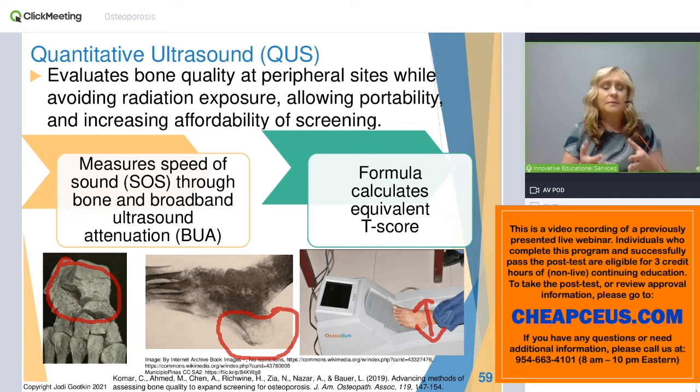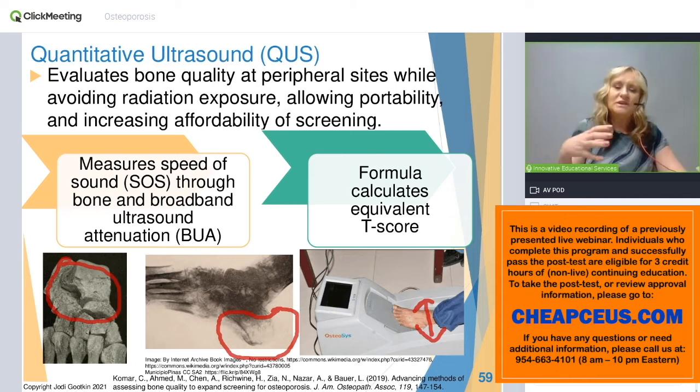A formula from the machine calculates an equivalent T-score. So this is not utilized for the diagnosing criteria that we've discussed. There might be an opportunity in the future to use this as a less expensive and easier way to see who needs that DEXA scan.